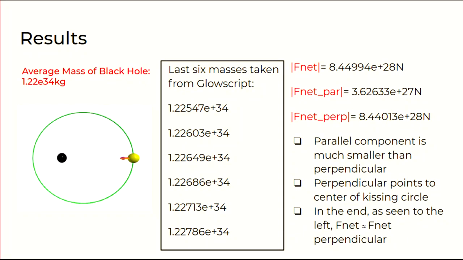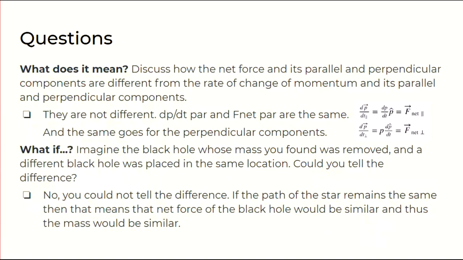The final results show that the mass, which is an average of the masses provided, is 1.22 times 10 to the 34 kilograms. Information on the forces of the star is shown to the right with an Fnet that is almost equal to the Fnet perp because of the small F parallel.